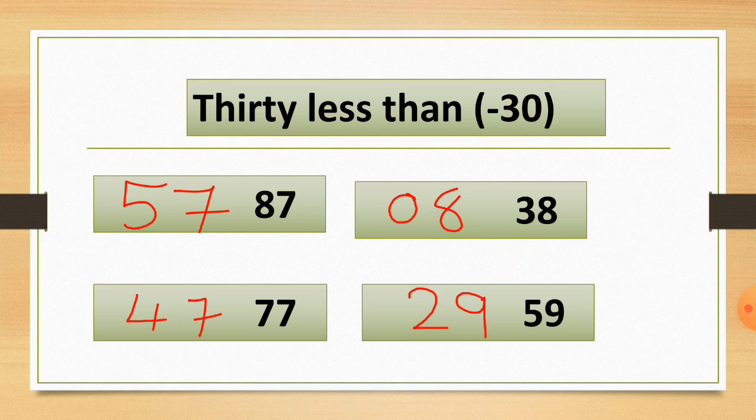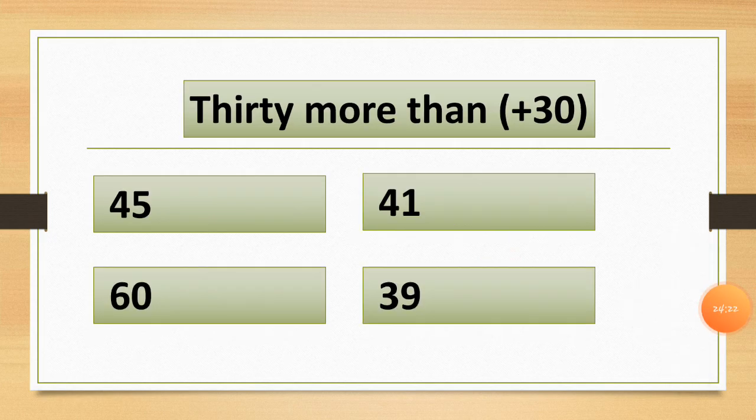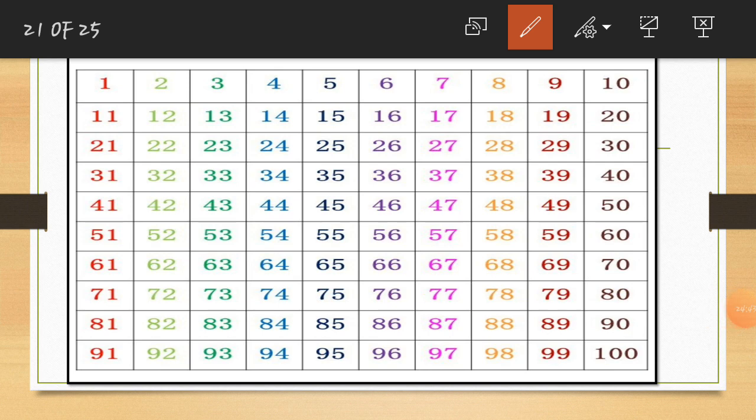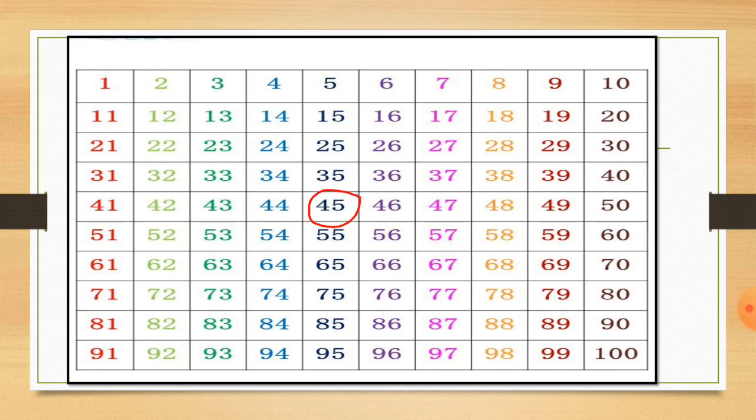So students, let's solve the next example. Here we have to move 3 steps, going back down. So we will get the answer in the hundreds grid. So here is the 45 number. Let's check in the hundreds grid first if we get the right answer or not. So keep this 45 in mind. Here is the hundreds grid. I circle the 45 first. So here is the 45. You can see here I circle the 45.